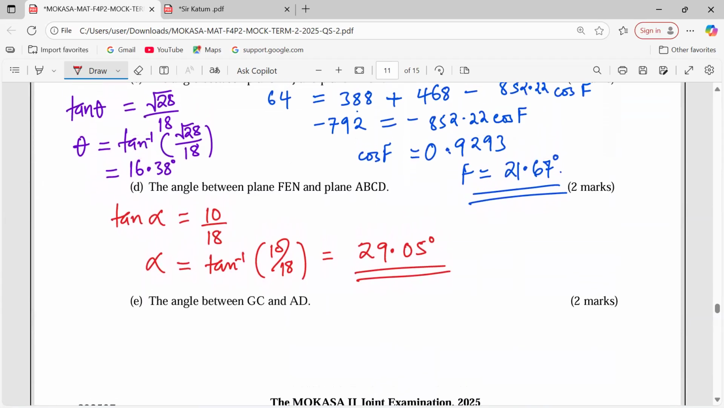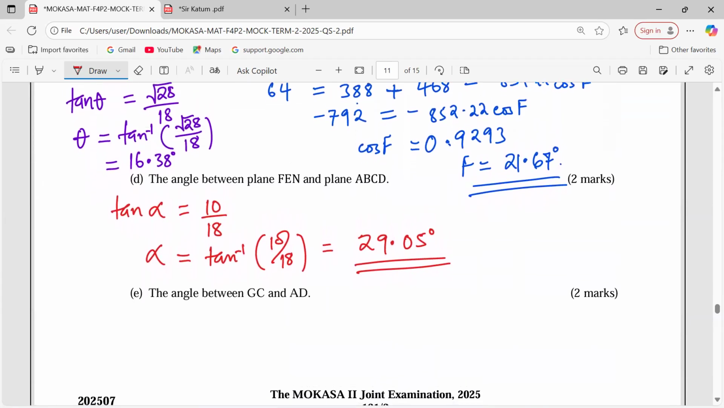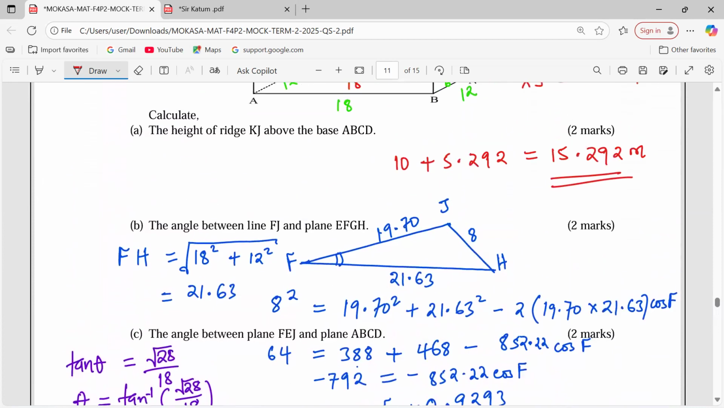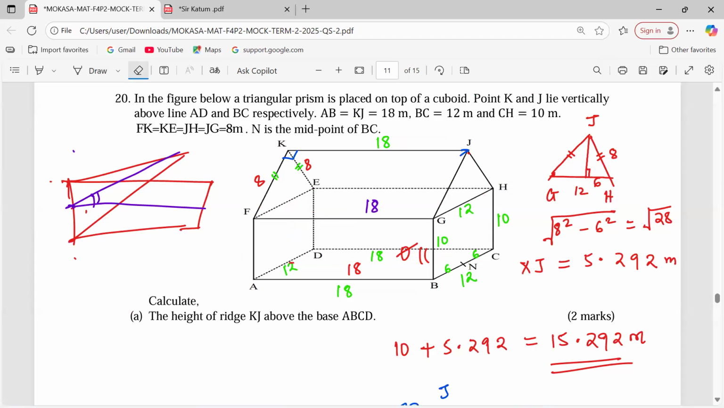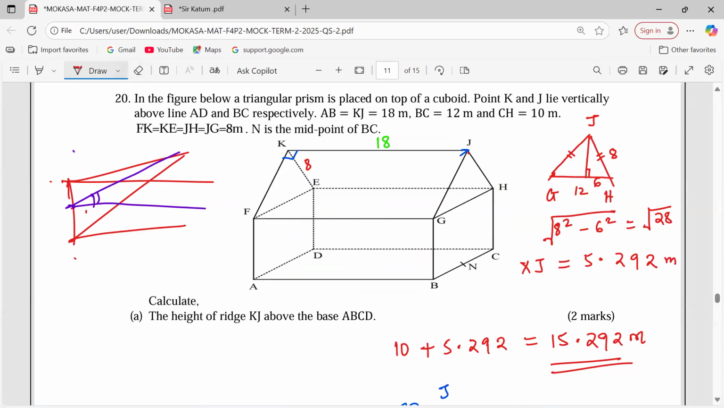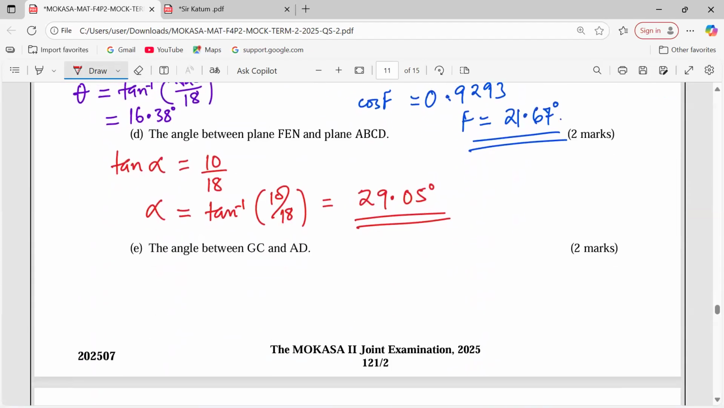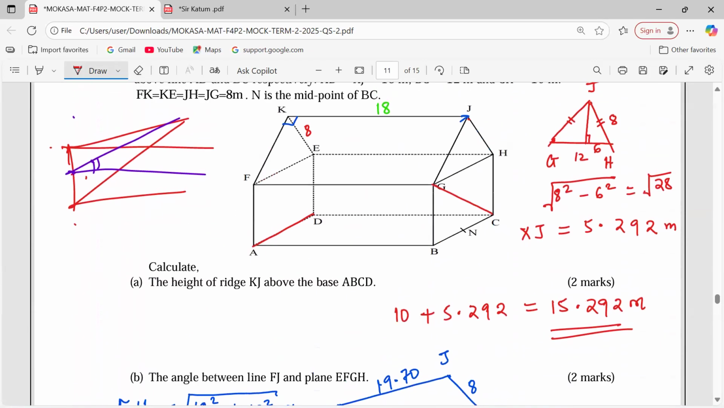Then we have part E, that is the angle between two lines, GC and AD. I clean up so that you may identify GC and AD. GC is here. This is where GC is. Then AD is the base on the other side. The two lines are not meeting anywhere. That means they are what we call skew lines.